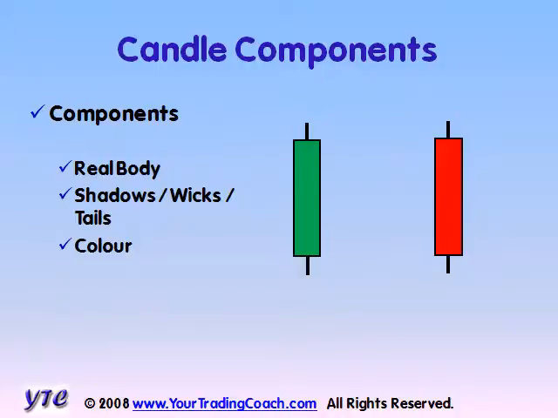Candles, however, look a little different. They're made up of a real body, also called just the body, indicated by the red rectangle here or the green rectangle here. They're also made up of a projection out the top or bottom, sometimes called the shadow or the wick or the tail, which is my preference. For example, here and here. Candles will also be coloured, the most common being green or red candles, as per the examples on the screen here.